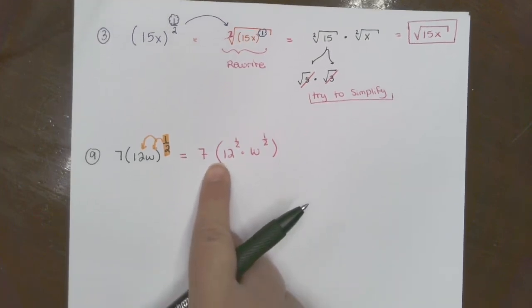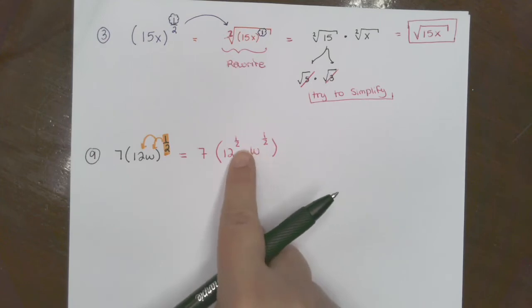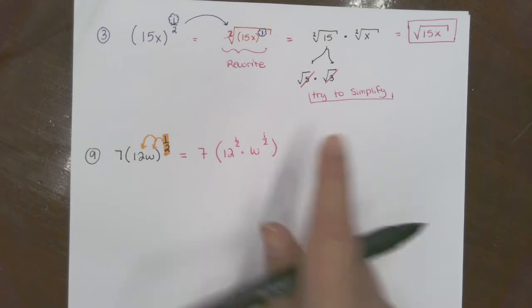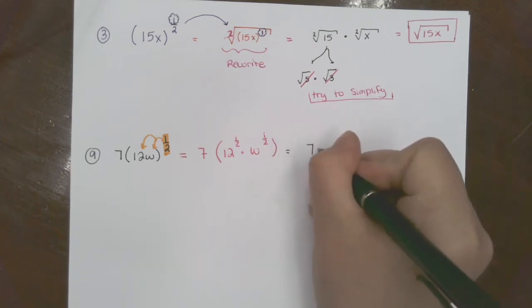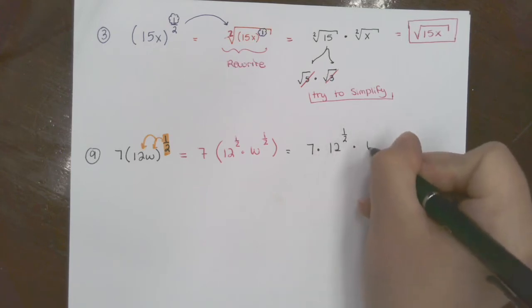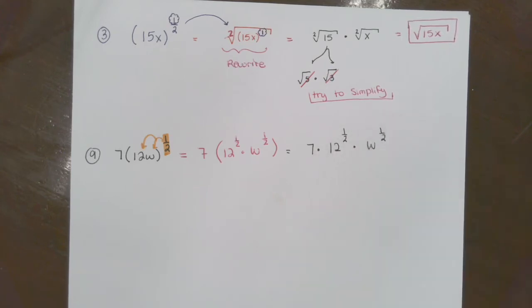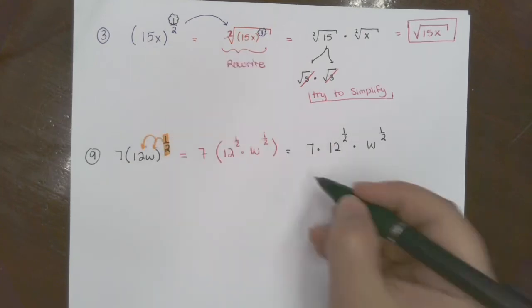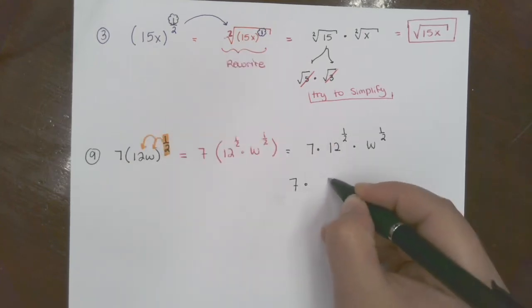So look at what I did with that 1/2. I put it onto 12 and I placed it onto w. This is the power property for exponents. So now I have 7 times 12 to the 1/2 power times w to the 1/2 power. Now our goal is still to rewrite this in the format of a radical. Radical is that symbol right there. So let's do that. We have 7 times 12.